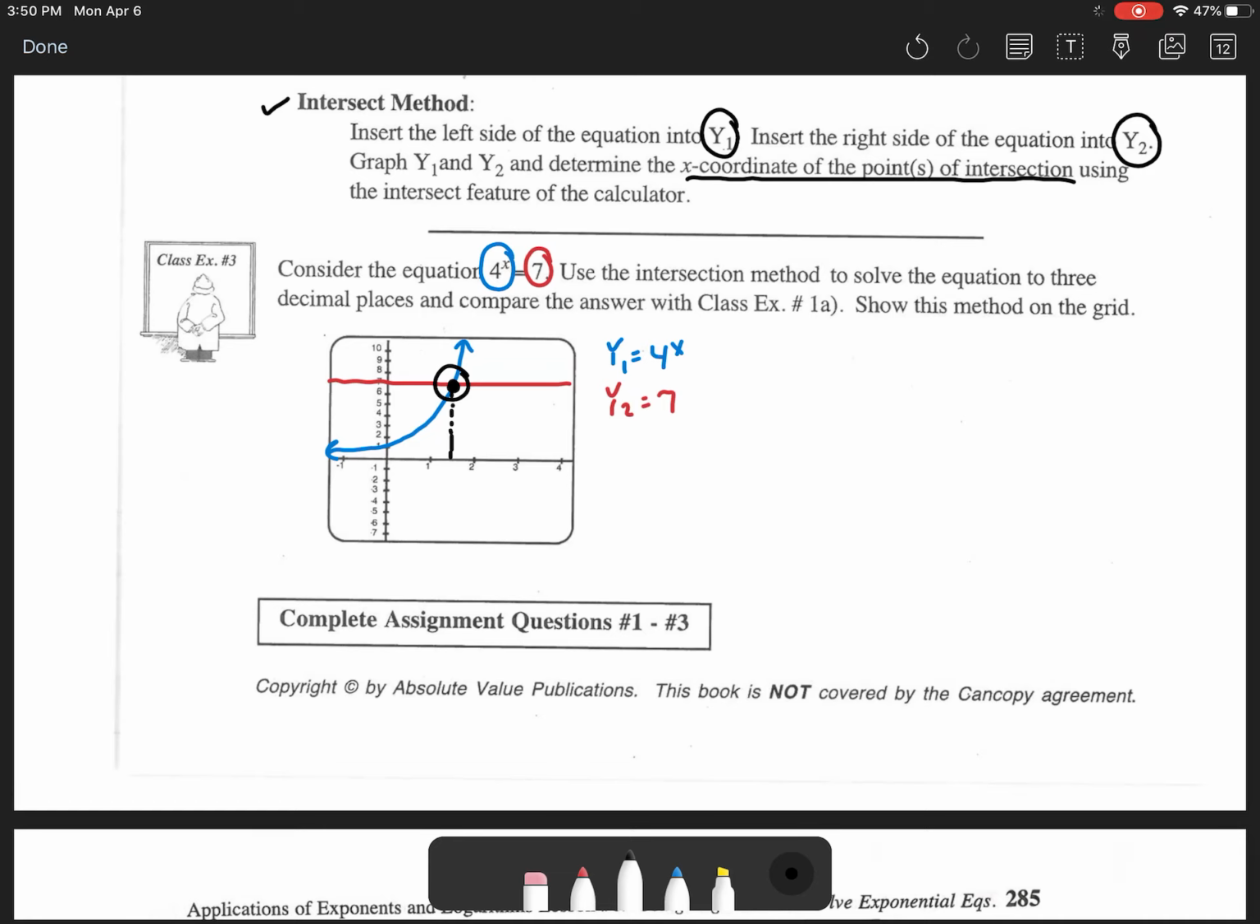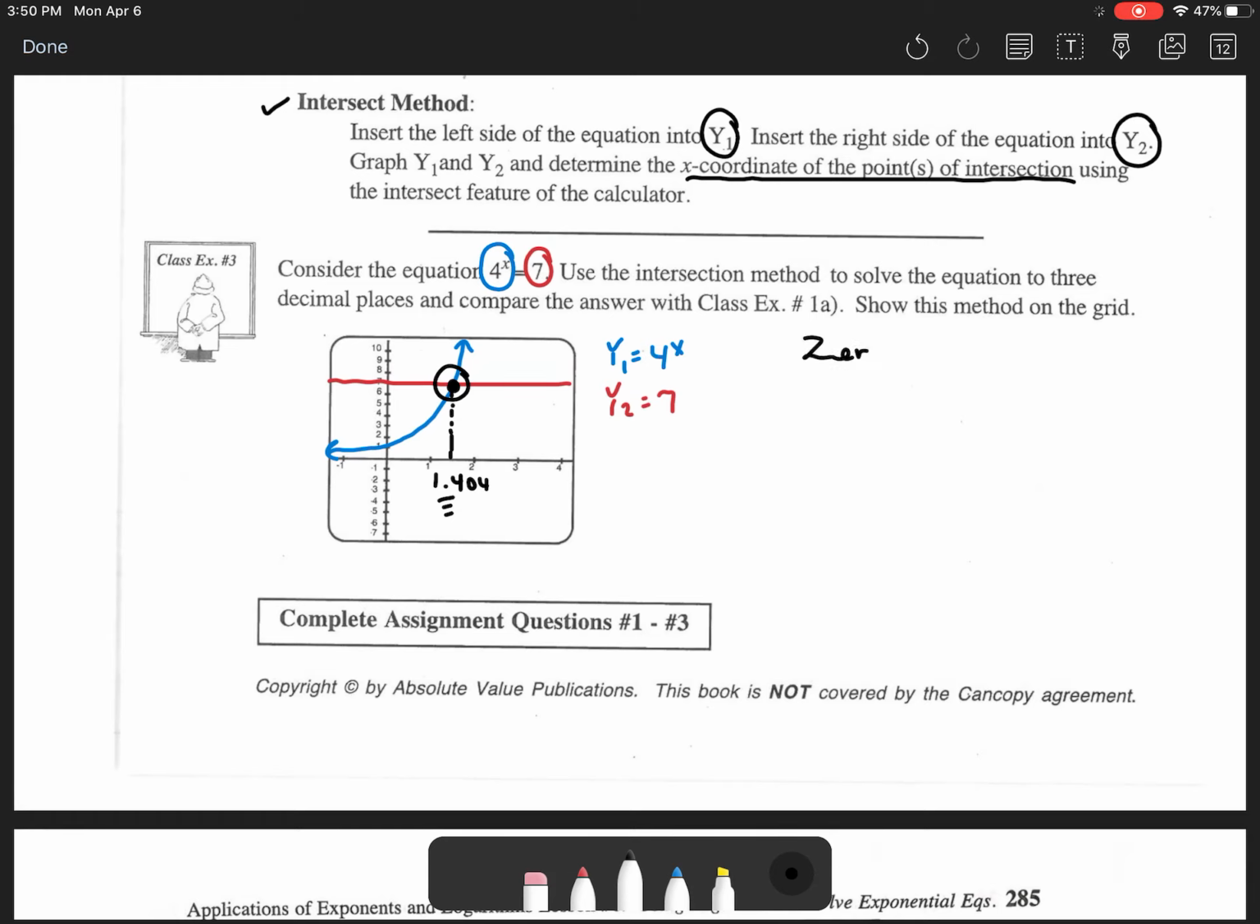And what you'll see when you do that on your calculator, if you remember the steps, second function, trace, calculate, intersect, and find the cursor as close as you can to where the two graphs meet and hit enter 3 times, this value is 1.4. And actually, I apologize, they want it to 3 decimal places, so it is 1.404, okay? And that's what we get. Now that's the intersection method or the intersect method.